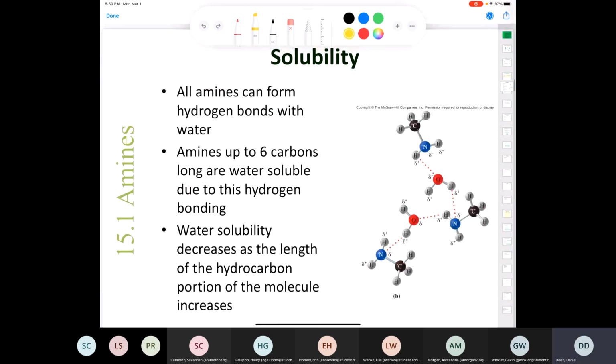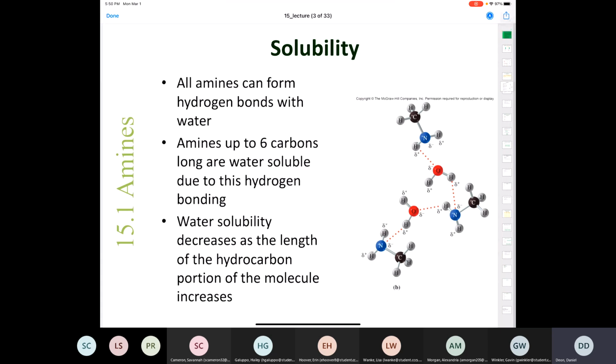Well, if amines can form hydrogen bonds, then they can absolutely form a hydrogen bond with a water molecule. That tells us, since we know the rule that like dissolves like, this is a general rule in chemistry, that if something can form hydrogen bonds, it should dissolve in something else that can hydrogen bond. Right? So if we have amines that are up to about 6 carbons, they're going to be soluble in water on account of hydrogen bonding.